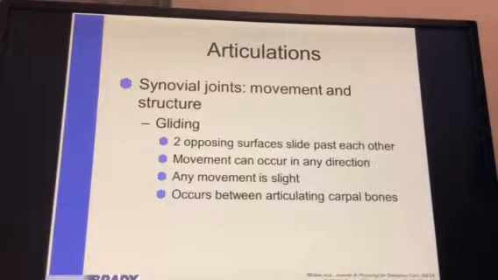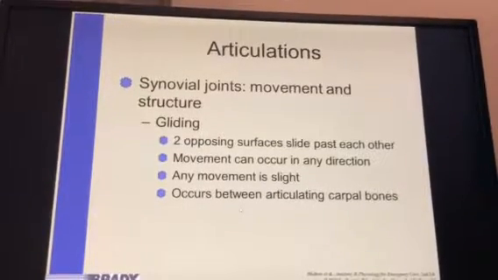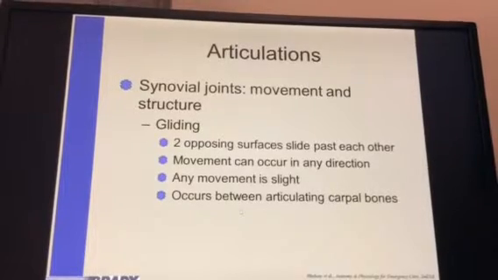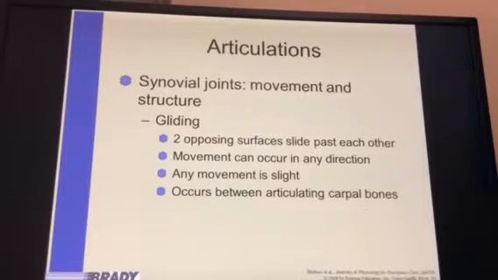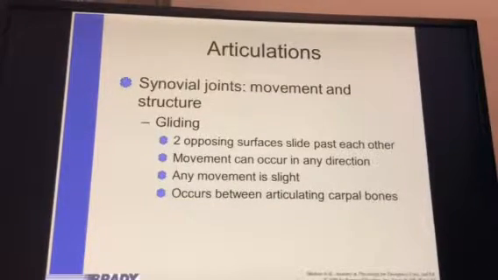As far as gliding, these are two opposing surfaces that glide against each other. They allow movement in a specific direction. An example is the tarsals and the carpal bones. You can get motion in your hand because those bones slide around and allow motion up and down and a little side-to-side motion.